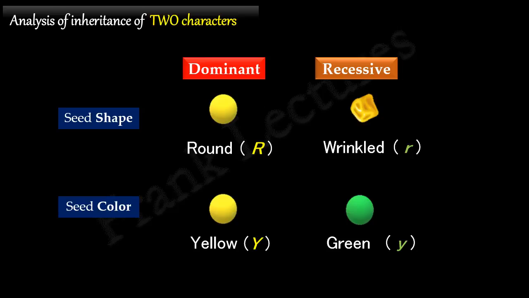In the last video lecture, we had an overview of the experiment done by Mendel for the analysis of inheritance of two characters. The two characters were seed shape and seed color. Today, we will understand in detail Mendel's law of independent assortment. Let's begin.